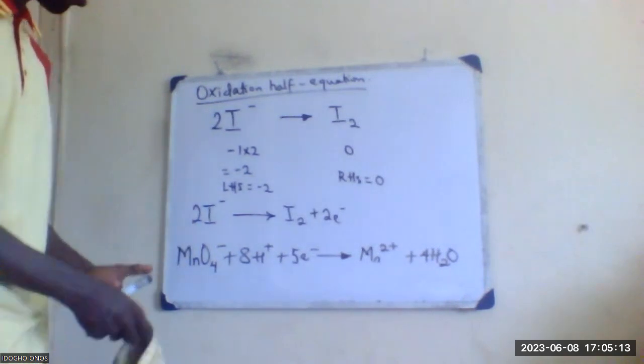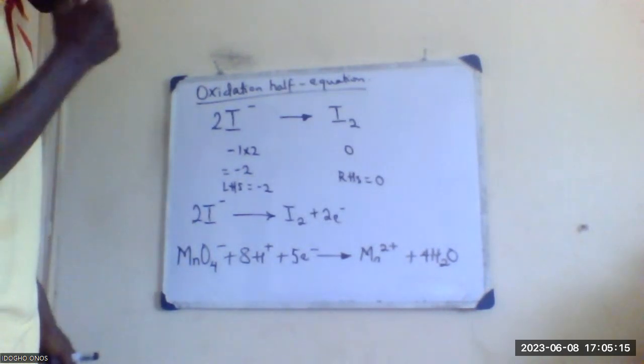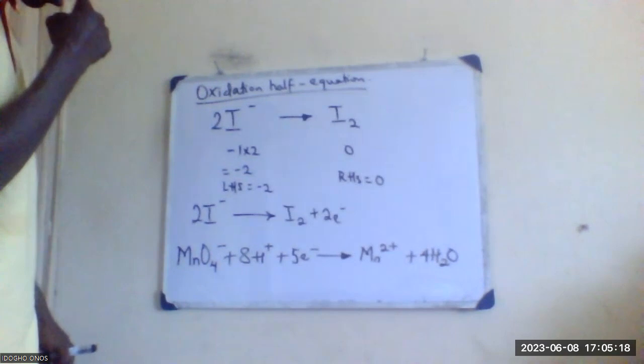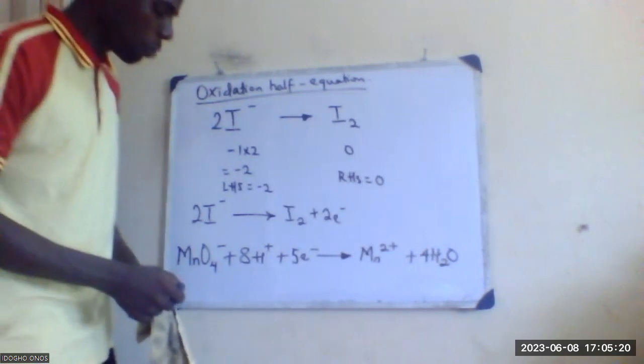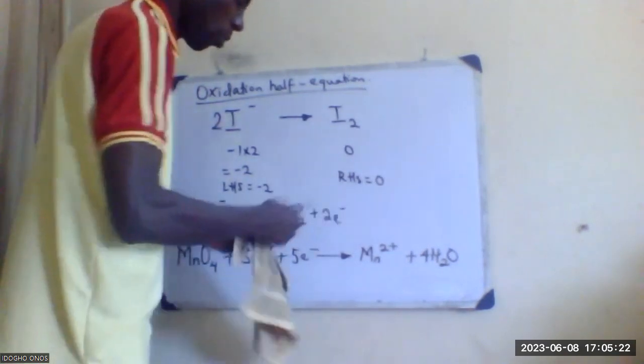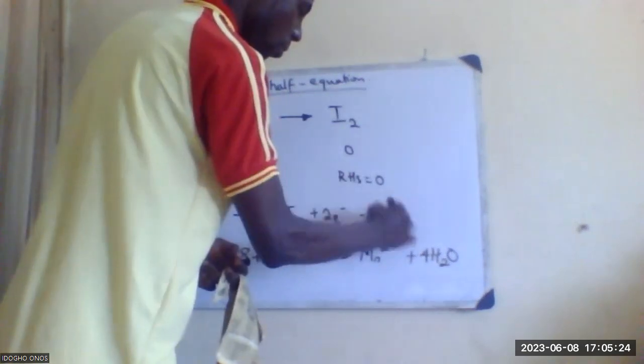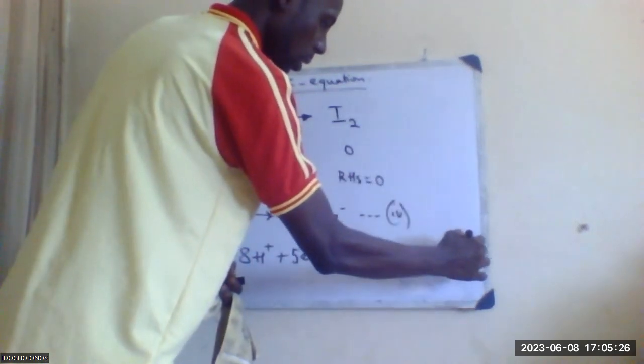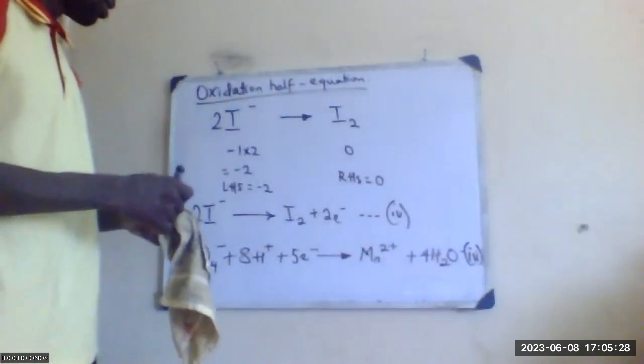In the absence of any question, now let's look at something. If you check, I can call this one equation 4. This is 4, and this is 3.